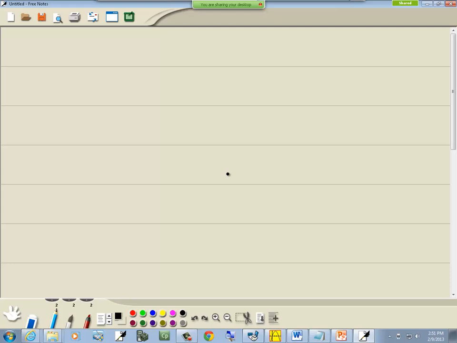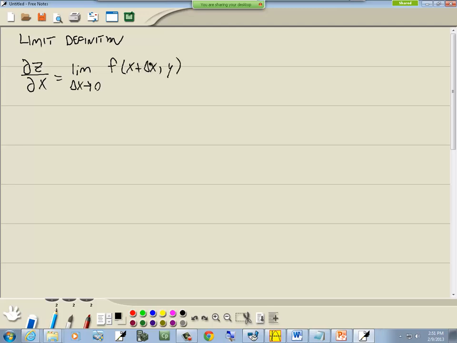Now our limit definition. I'm going to put this, I guess I'll use this notation. The partial of z with respect to x is going to equal the limit as delta x goes to 0 of f of x plus delta x comma y minus f of x y over delta x.